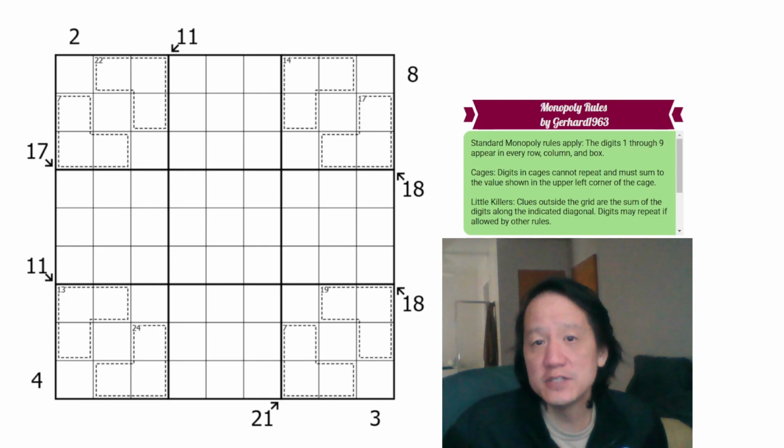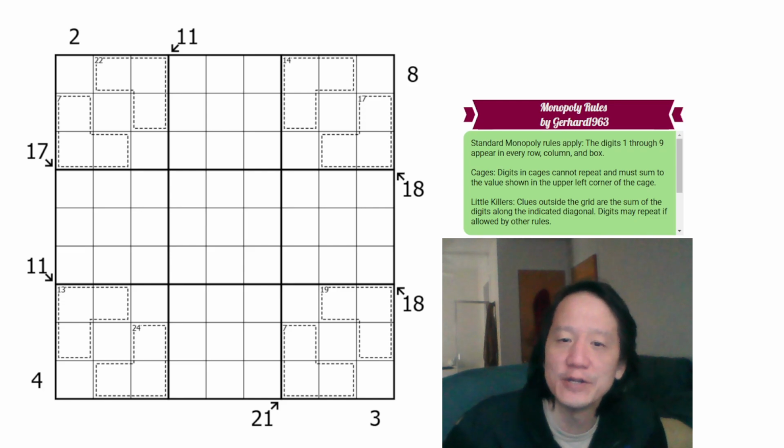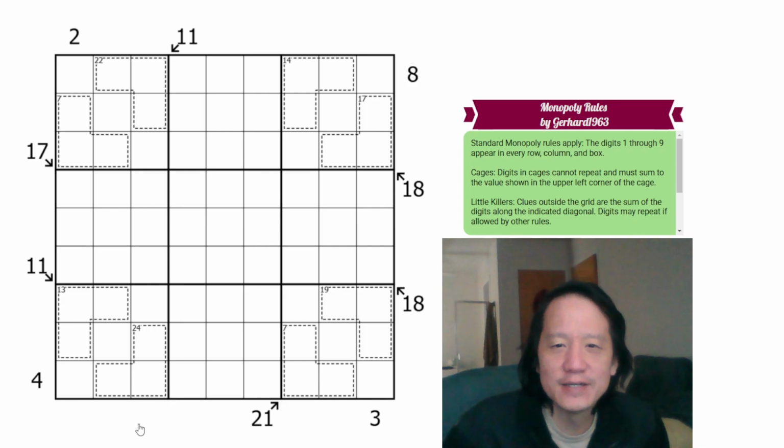Today's very easy puzzle is called Monopoly Rules, and it's by a channel favorite, Gerhard 1963. And here are the rules. Standard Monopoly rules apply, and these are standard Sudoku rules, I think. The digits 1 through 9 appear in every row, column, and box. So the standard Monopoly rules are essentially standard Sudoku rules.